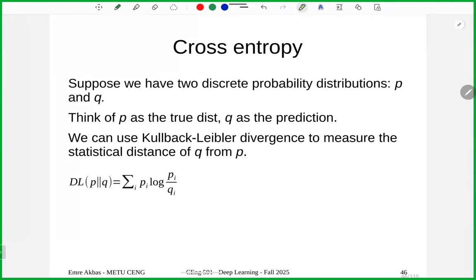Okay, so before we start cross entropy, let's take a 10-minute break or 14-minute break.